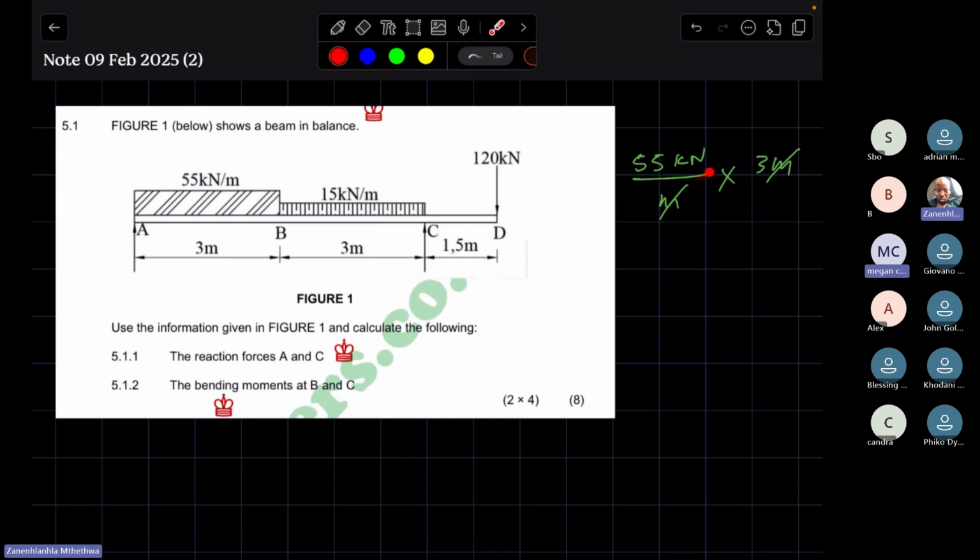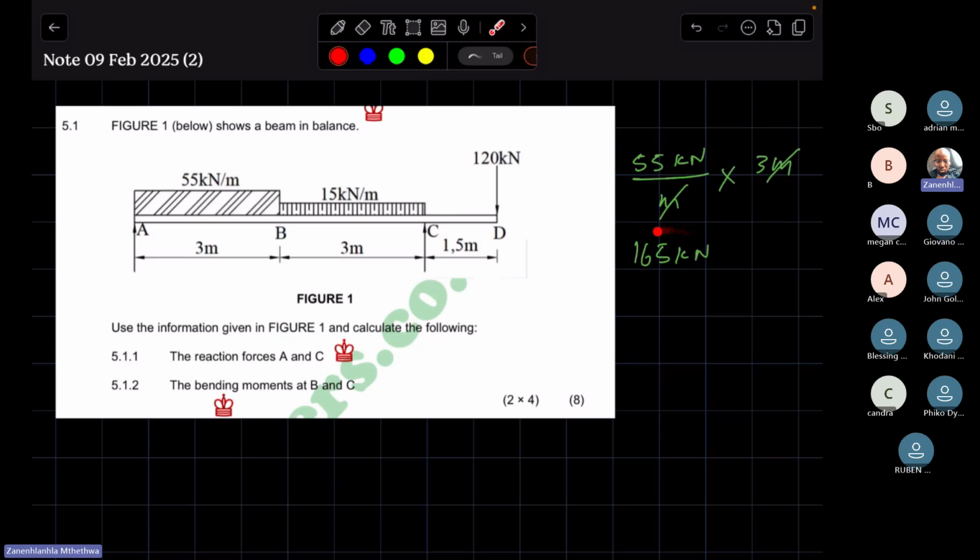165. 165 kilonewtons. This here represents the weight of this UDL. And the weight of the UDL acts at half of its span. The weight of the UDL is centered at half of its span. So seeing that the span of the UDL is 3 meters, this is 165 kilonewtons.